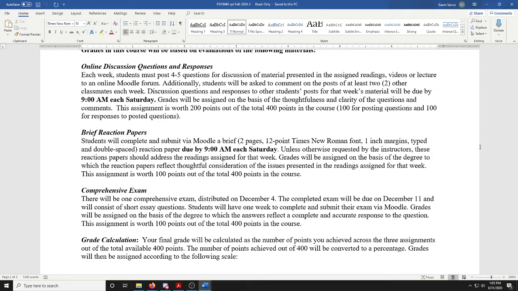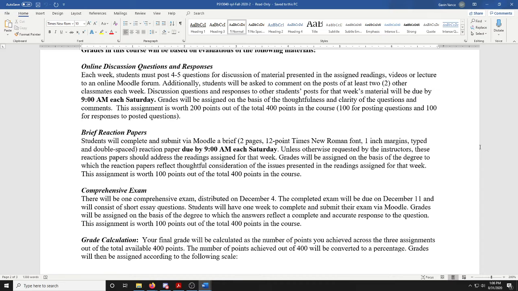Sorry, I think it might be worth mentioning that the discussion questions and responses are actually worth 50%. So it's 100 for your own discussion questions, and then another 100 for your responses to other students. So the discussion question total makes up half of your grade, which is pretty significant. Right, so 400 points total: 100 for your discussion questions, 100 for your responses to other students' questions, 100 for brief reaction papers, and the final 100 for the comprehensive exam. That all adds up to 400 points.